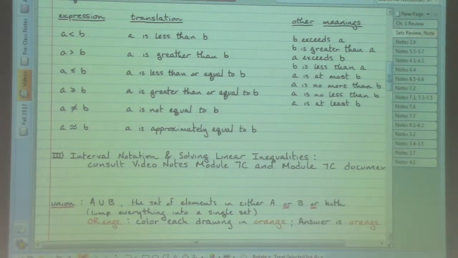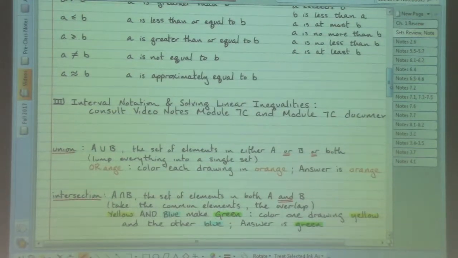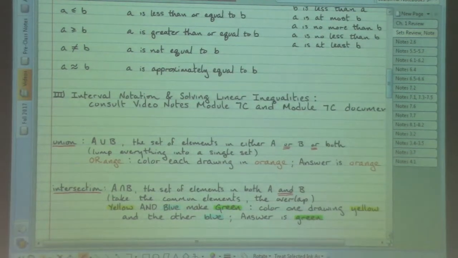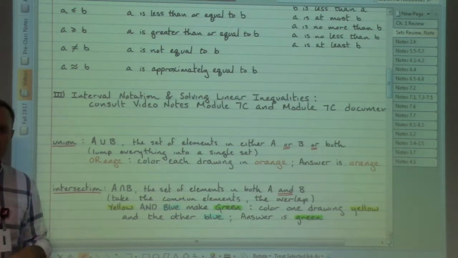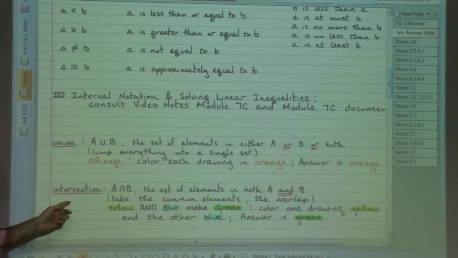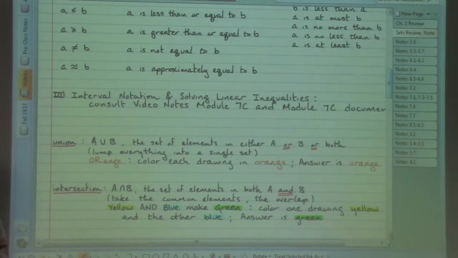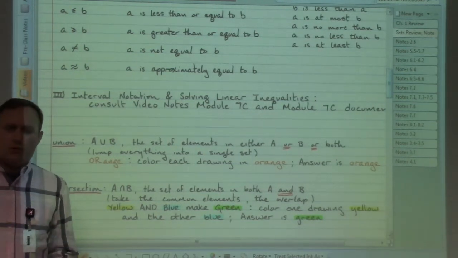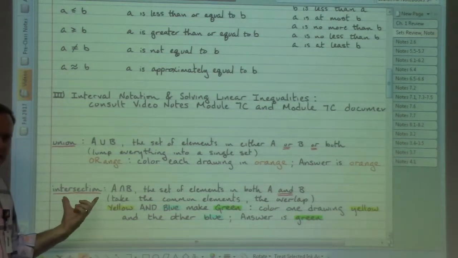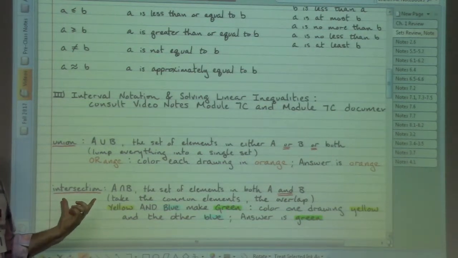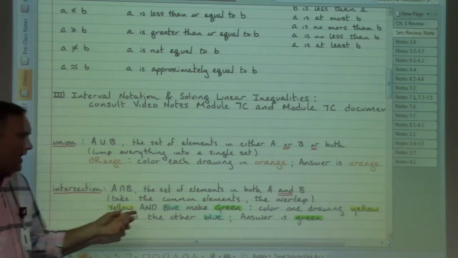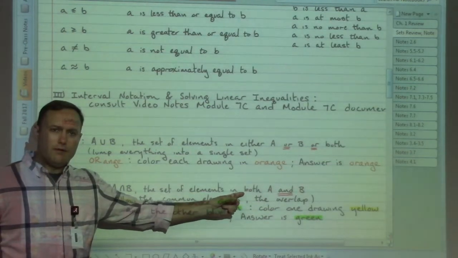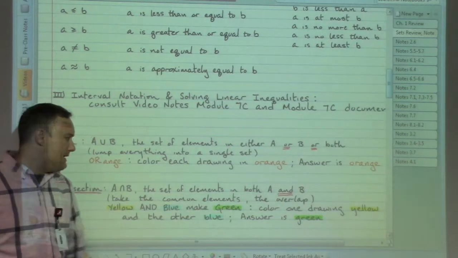If we tag on a few little extra things to our discussion of interval notation and solving linear inequalities, what we have are two basic ways of putting sets together, the union and the intersection. The intersection is by far the more natural one to understand here. Like the intersection of two roads, this is where two roads would overlap, where they would meet. And sets would have that same sort of notion. This is where we would have things that are in common with both set A and set B.